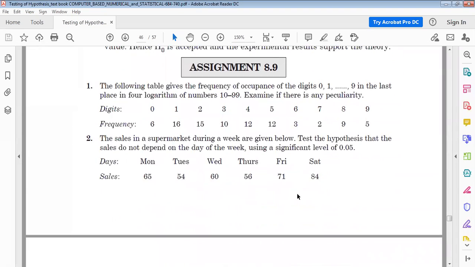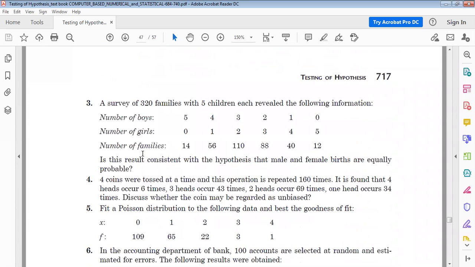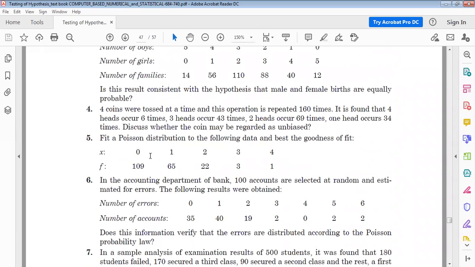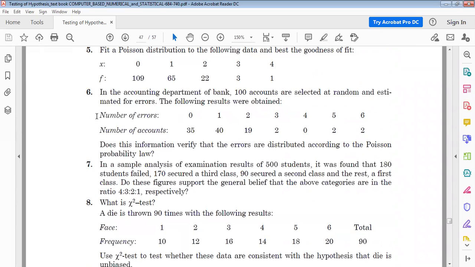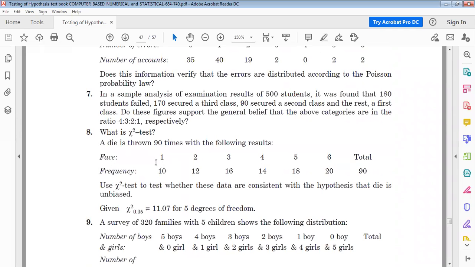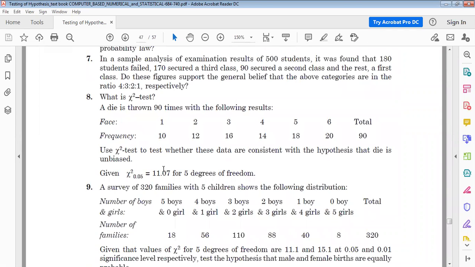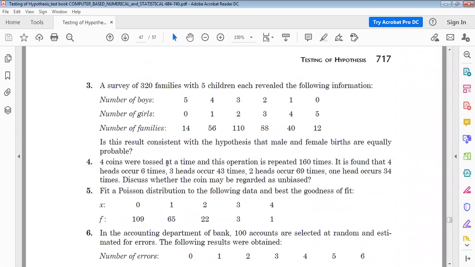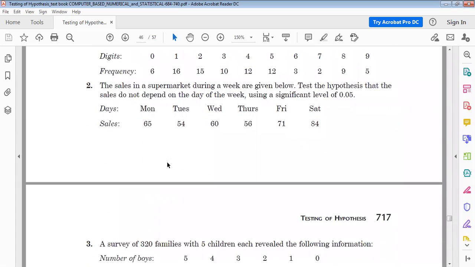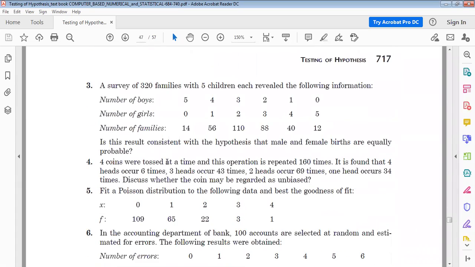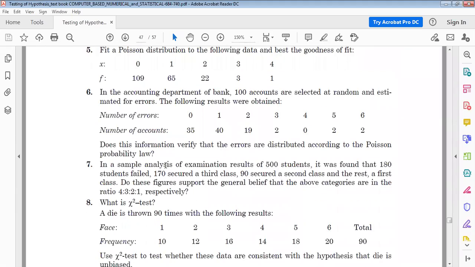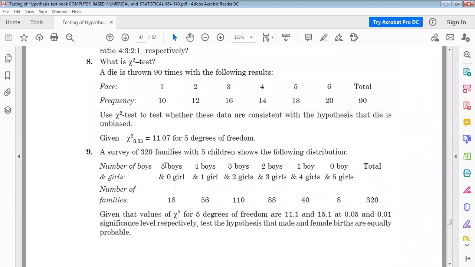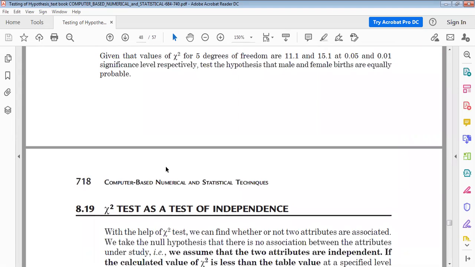Now for your assignment: 1, 2, 3, 5, 6, 8, 9. This will be homework for you. Note it down, everybody.